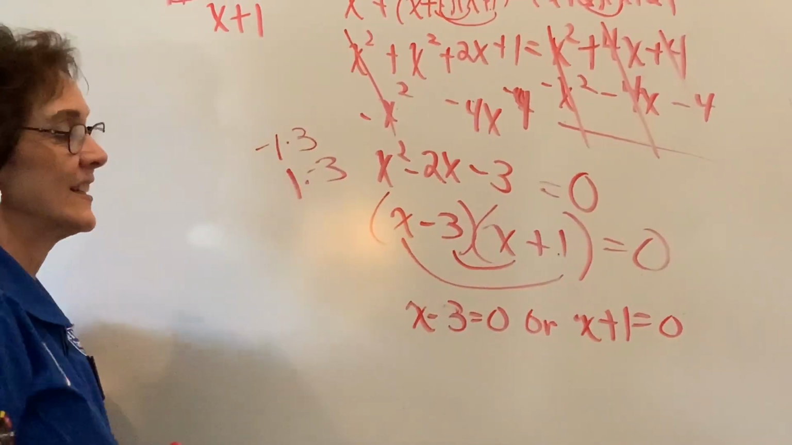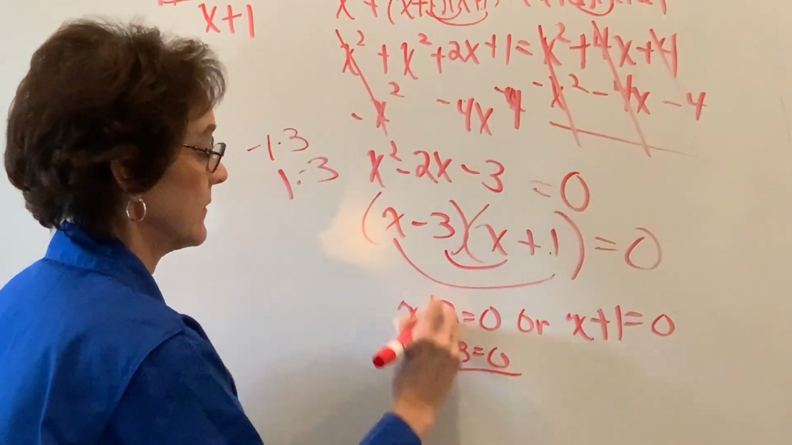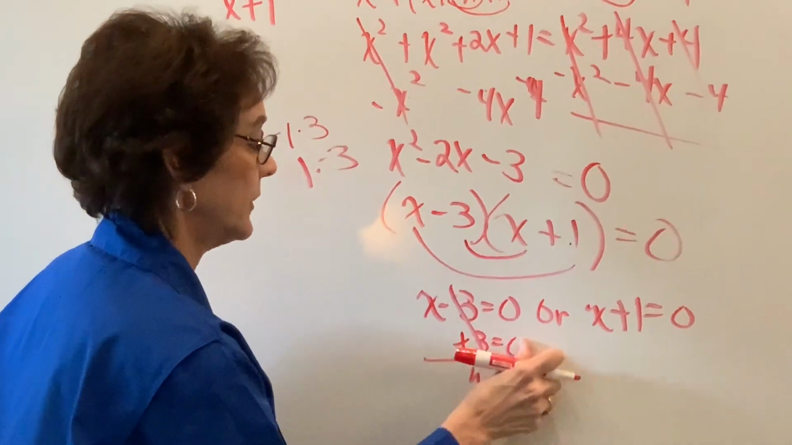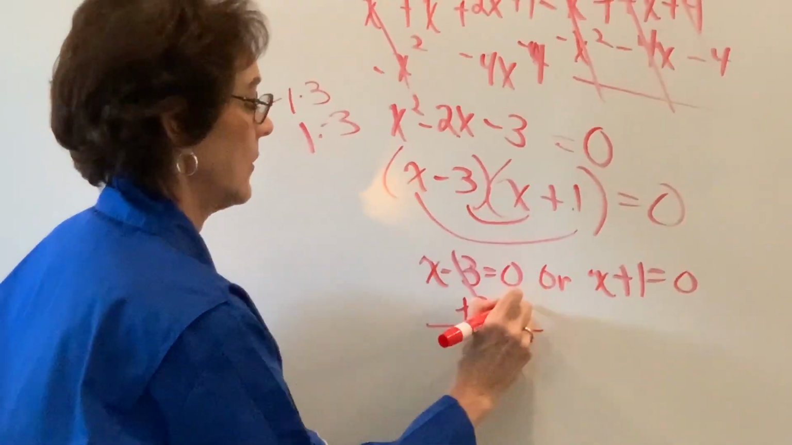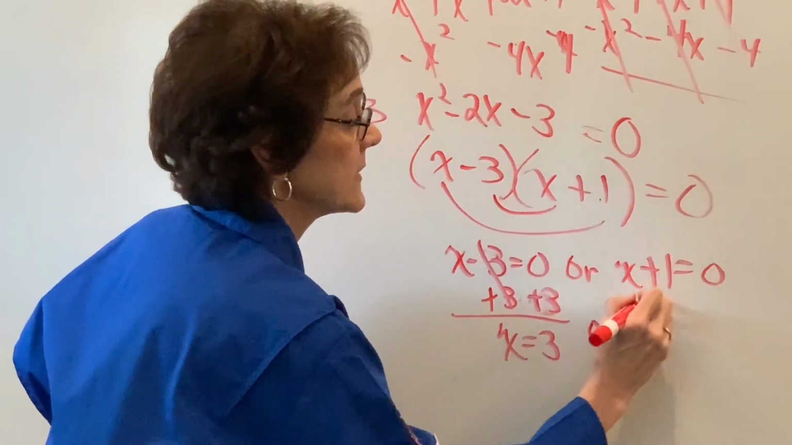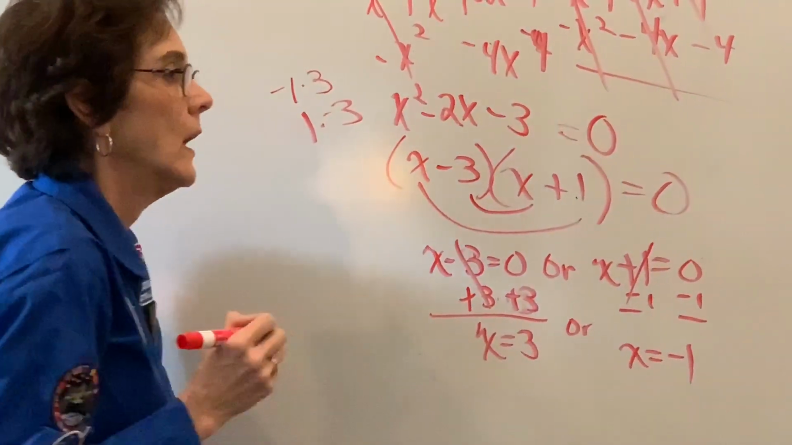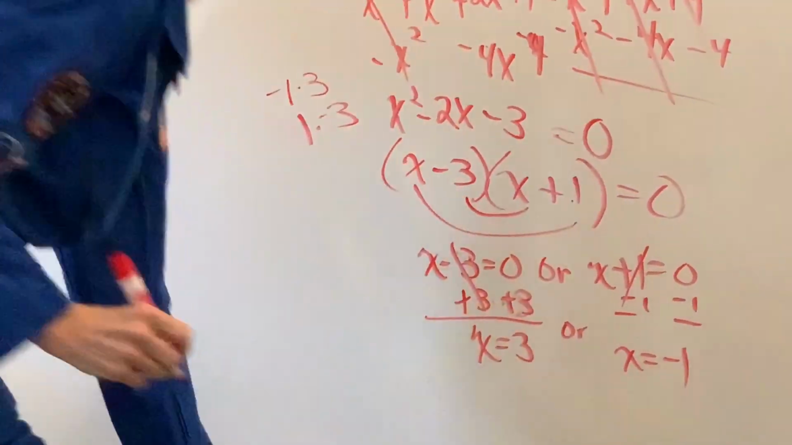All right? Now solve for x. So add 3 to both sides. X equals 3. Whoopsie. Add 3. Or subtract 1, subtract 1. X equals negative 1.